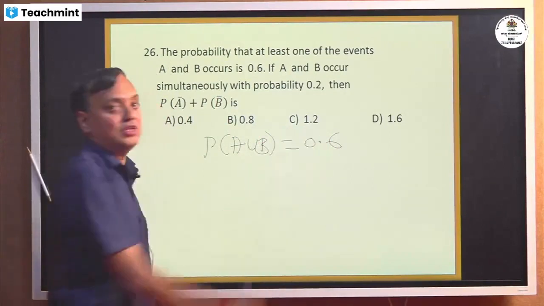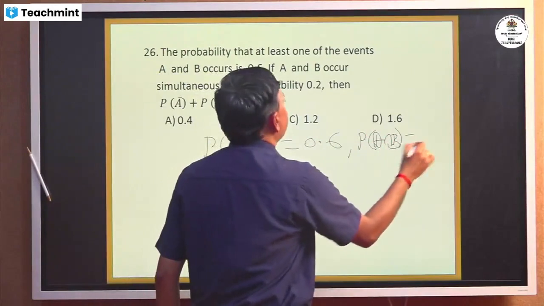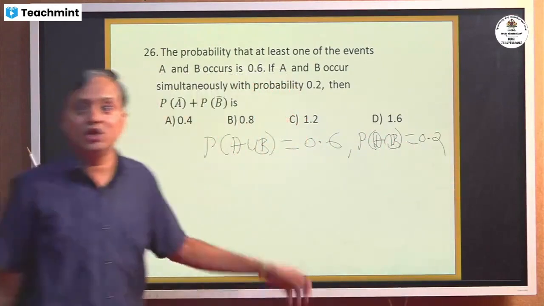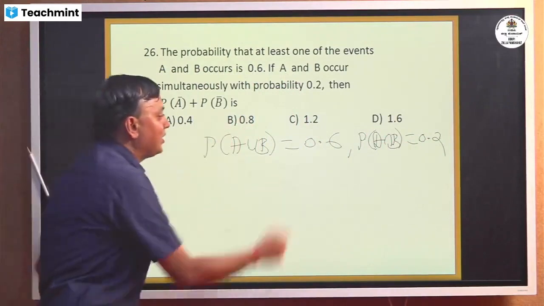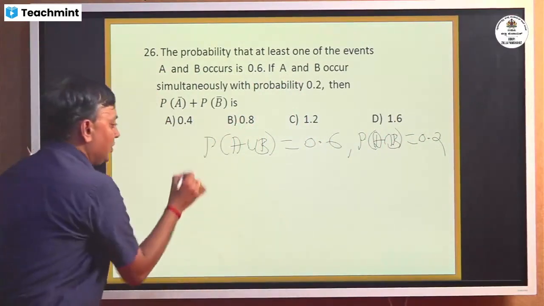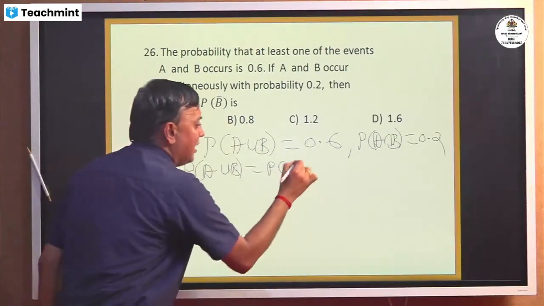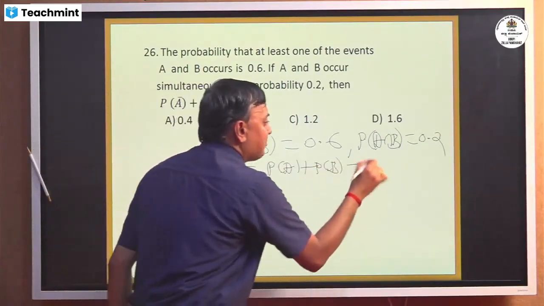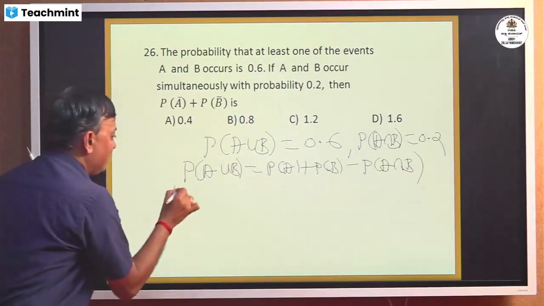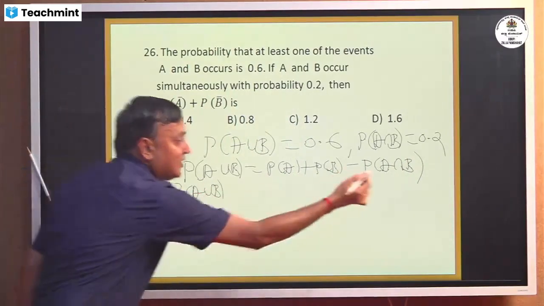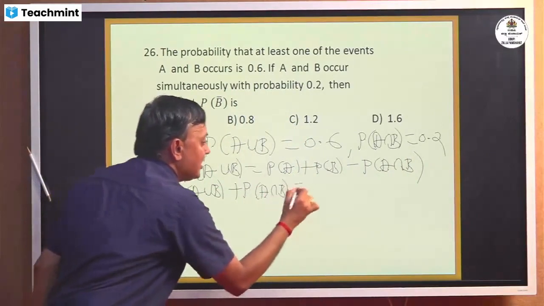Probability of A union B is 0.6 and probability of A intersection B is 0.2. Then we want the probability of... put the formula here, we know this is a very important formula: probability of A union B is equal to P of A plus P of B minus P of A intersection B. Here P of A union B is given. Bring this term to the left-hand side, we get plus probability of A intersection B is equal to what is given.